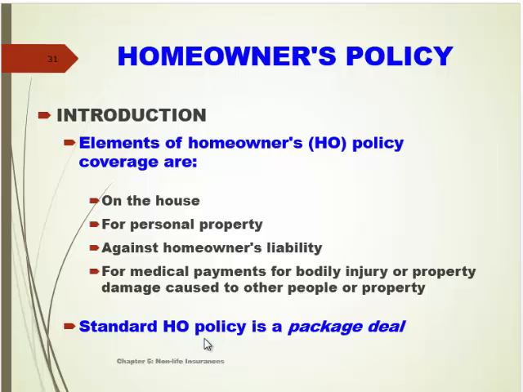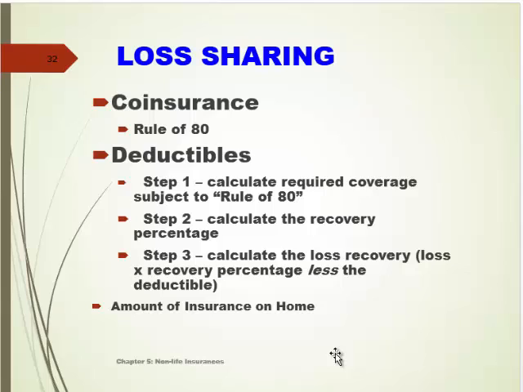The standard homeowners policy is a package deal. It incorporates all of those things. So again, let's work through this process. You could possibly get co-insurance. The typical rule is the rule of 80. So you figure out the required coverage, use the rule of 80, 80% essentially covered.